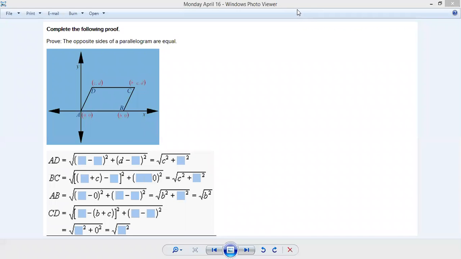Hello, everyone. I am doing a quick lesson on how to prove that the opposite sides of a parallelogram are equal. How do you do that? And they didn't even give you numbers. What were they thinking? They just gave you all these letters. But the letters represent the numbers.